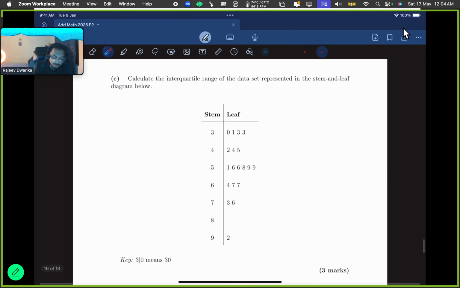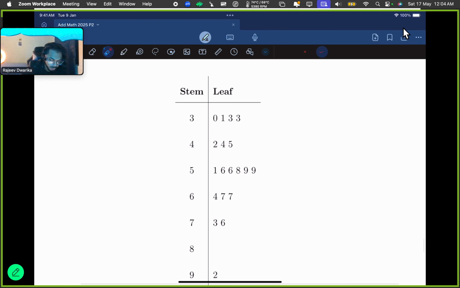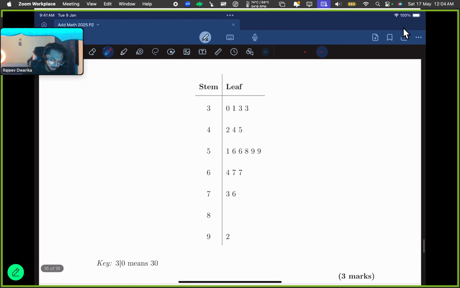Alright, let me do the interquartile range now. So they want me to calculate the interquartile range for the stem and leaf. First of all, we need to count the amount of data we have. Just make sure I did the diagram correctly. Run through it fast. 0, 1, 2, 2. 0, 1, 3, 3. 2, 4, 5, 6, 1, 6, 6, 8, 9, 9. Yeah, that's looking correct.